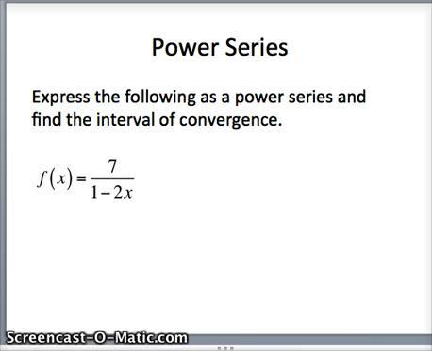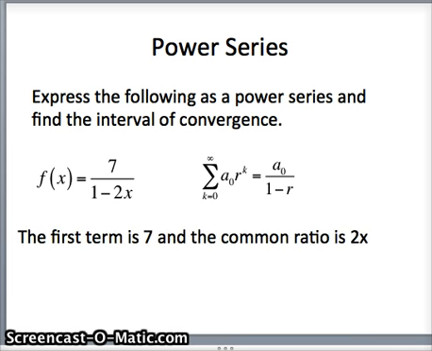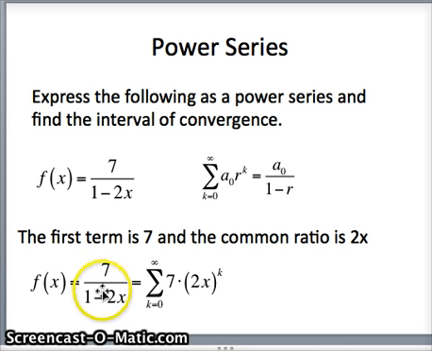We want to get a power series for this, and we want to establish an interval of convergence. So how are we going to do that? What do we know? What can we use? This is the fact: if we have a geometric series, the sum will be the first term over 1 minus the common ratio. So matching up the values here, a naught, the first term, seems to be 7. The common ratio here seems to be 2x. So if that's the case, we should be able to go ahead and express this thing as a power series. First term 7, common ratio 2x.